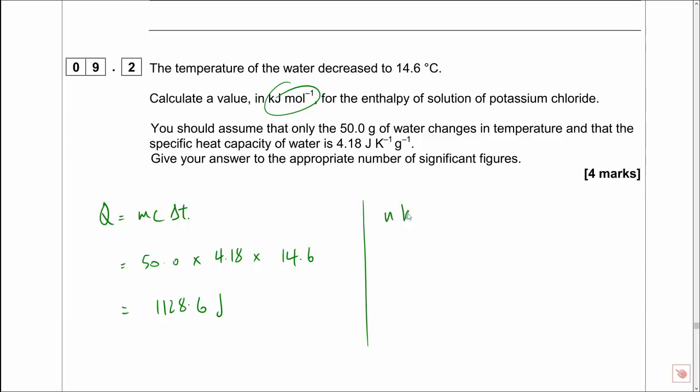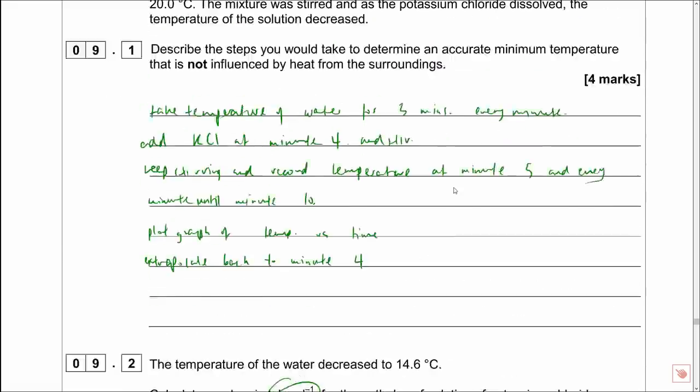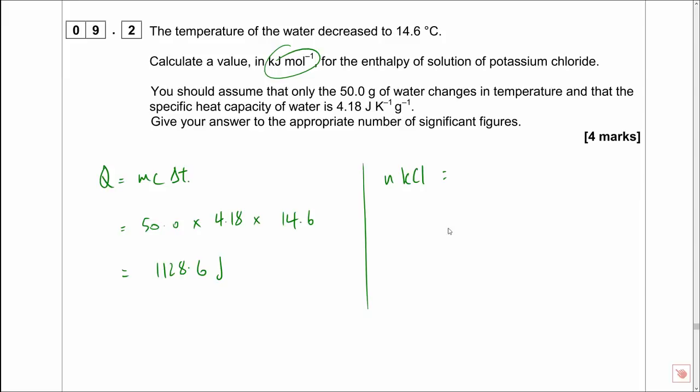We need to work out, therefore, how many moles we had of our potassium chloride. Now I remember from this question we had 5 grams. So it's a 5 gram sample of potassium chloride. Moles is mass over Mr. So it's going to be 5 divided by the Mr of potassium chloride, which is 35.5 plus 39.1, which is 74.6, and that comes out at a value of 0.0670.